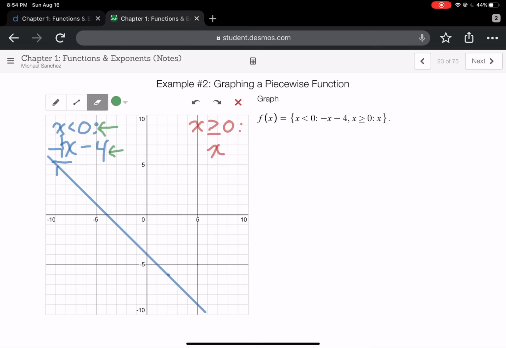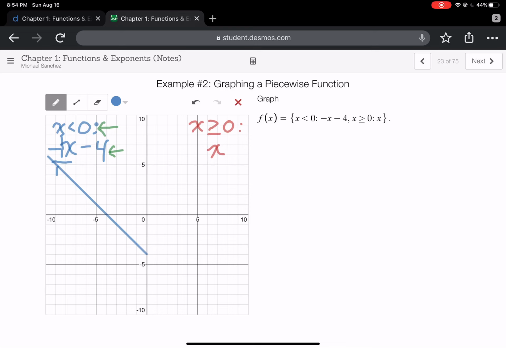So what I'm going to do is keep the left part of this line, but erase everything to the right of the 0. So right there, I'm erasing this whole part to the right of the y-axis. Okay, so that's how we graph that.